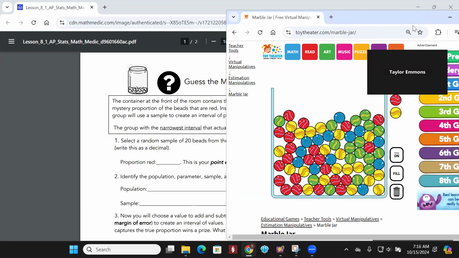Instead of simply giving a single value estimate, each group will use a sample to create an interval of possible values for the mystery proportion. The group with the narrowest interval that actually captures the true proportion wins a prize.